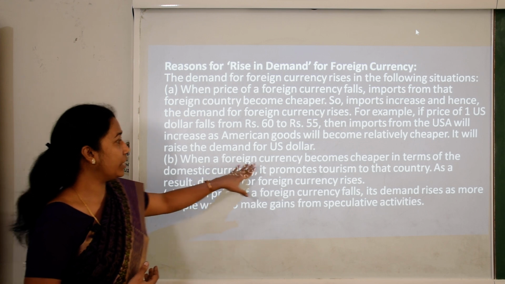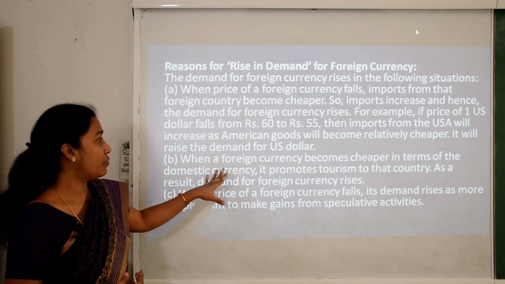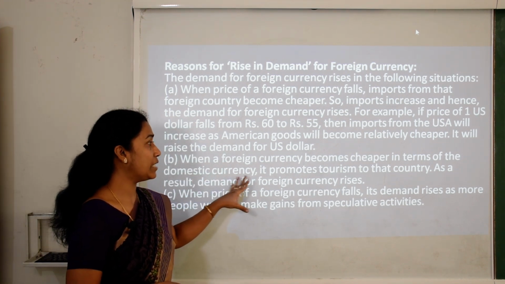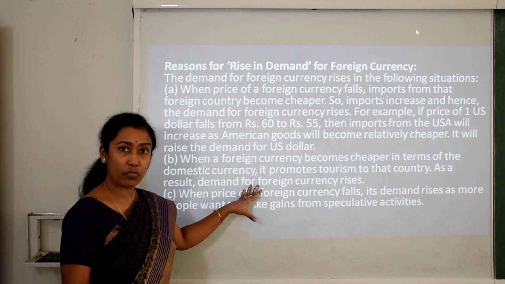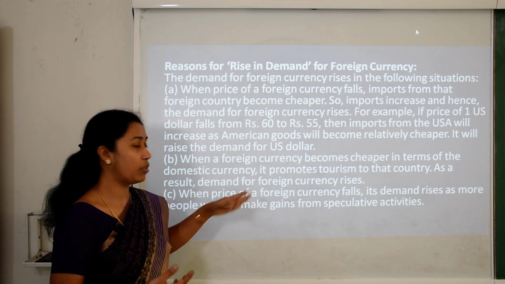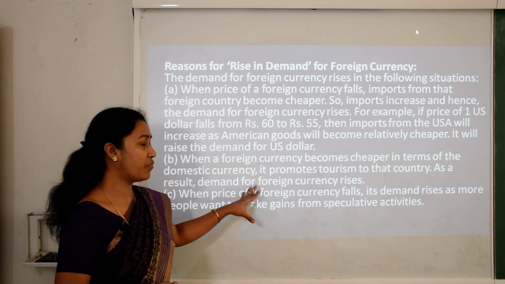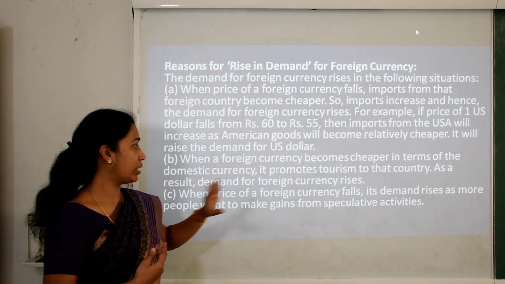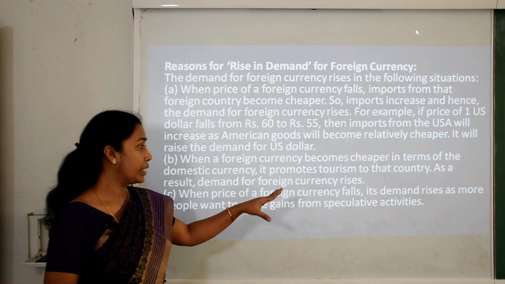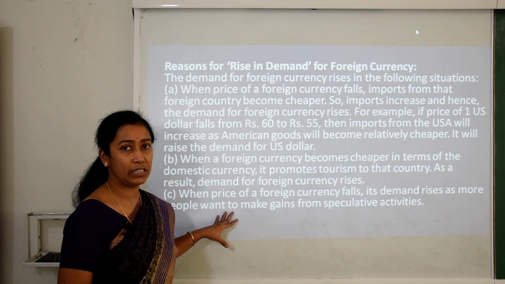And then, when foreign currency becomes cheaper in terms of our domestic currency, it promotes tourism. That means a lot of people from India will go to visit places in other countries because their currency is relatively cheaper than ours. As a result, demand for foreign tours, and hence foreign currency, will increase. Third situation is when the price of foreign currency falls, its demand rises as more and more people want to make gains from various speculative activities.